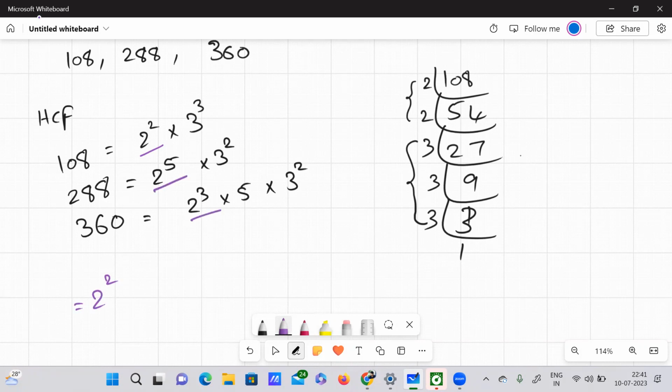And when you look at this particular series here, what is the least power that you can expect? That is 3 square, right? This is the least power that you can expect. So here you will have 3 square. Here also you have 3 square at least. So I'm taking 3 square.